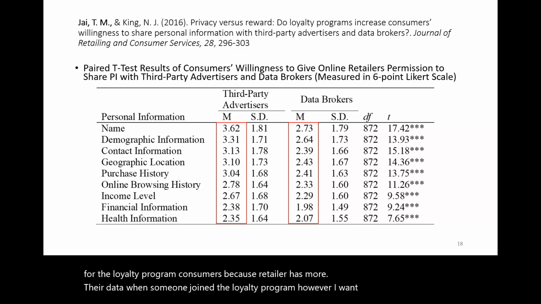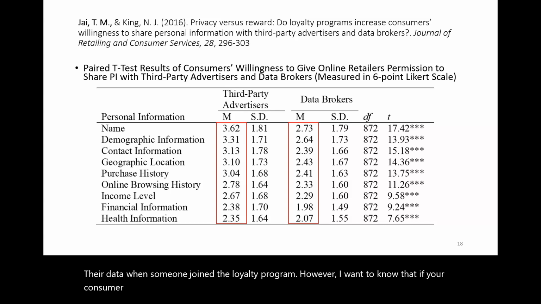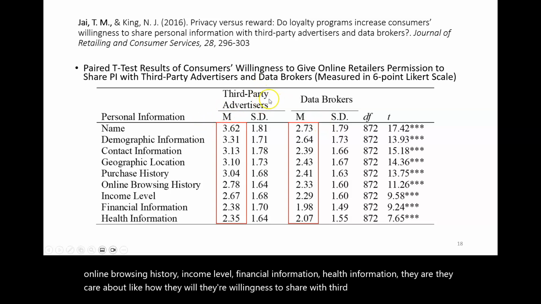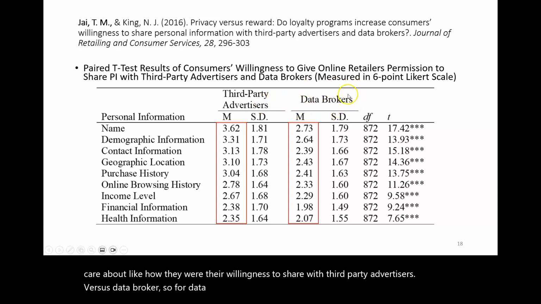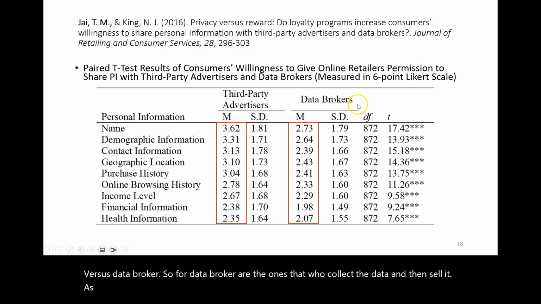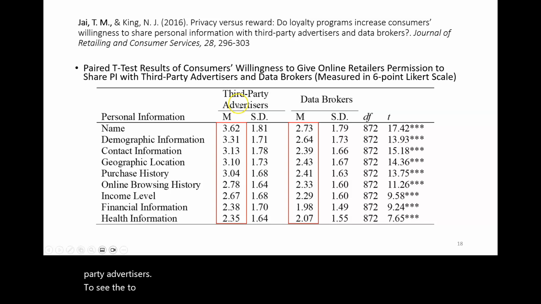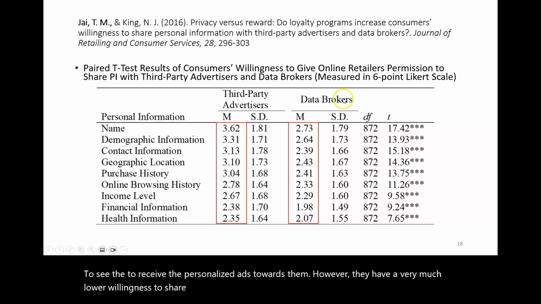However, I want to know if consumers actually care about their personal information like their name, geographic location, online browsing history, income level, financial information, health information, and their willingness to share with a third-party advertiser versus a data broker. Data brokers are the ones who collect the data and then sell it as their main business. As you can see here, the two-sample t-test shows there's a significant difference: consumers may have a higher willingness to share with third-party advertisers to receive personalized ads. However, they have a much lower willingness to share their data with the data broker.